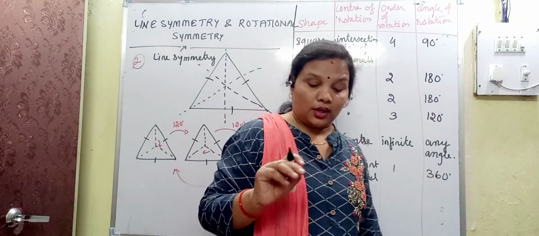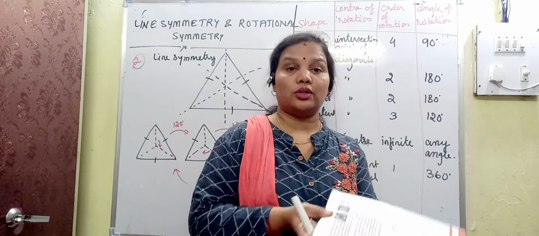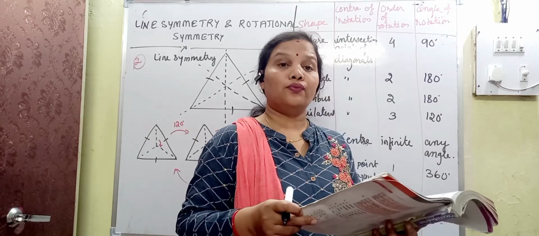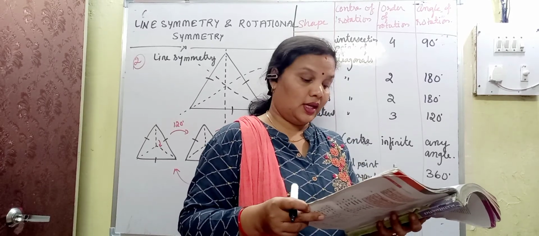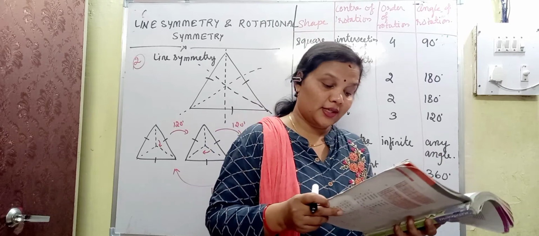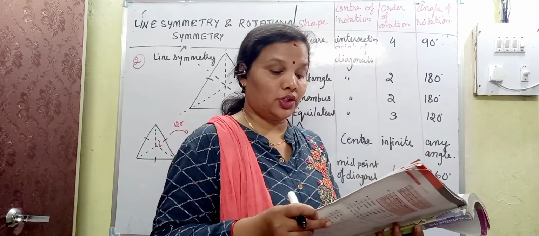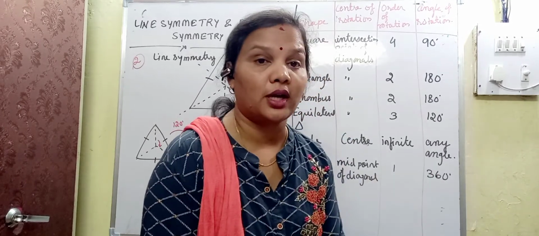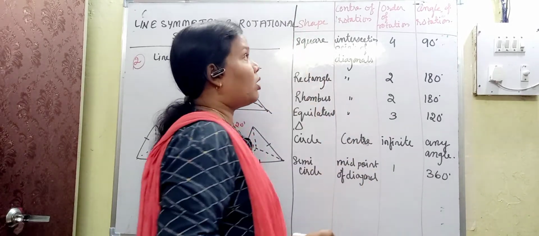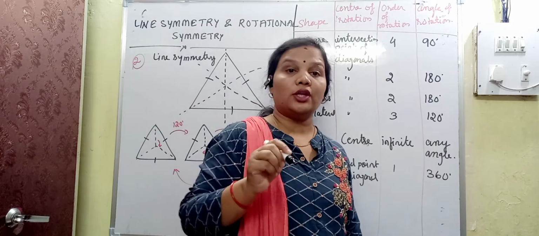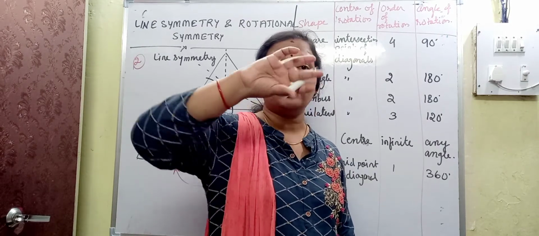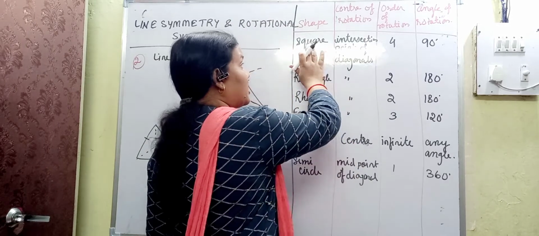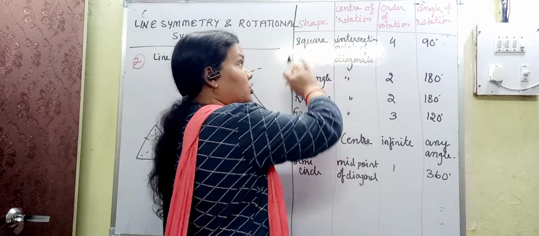Now I am going to take one more question, where a table is given and you have to fill in the spaces. Different shapes are given, and you have to find the center of rotation, order of rotation and angle of rotation. First, a square. What is the center of rotation? The center of rotation is the center about which you rotate a particular object. So what is the center of rotation for a square?